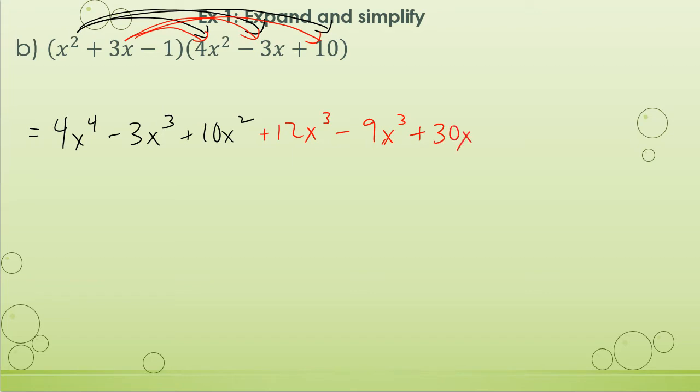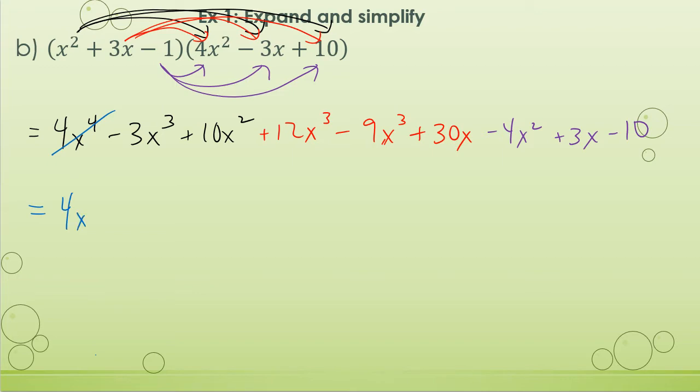2/3 of the way there. And we'll use purple. Negative 1 times 4x squared, negative 4x squared. Negative 1 times negative 3x, positive 3x. Negative 1 times 10, negative 10. So we ended up with 9 terms. We'll use blue. So collecting like terms, 4x to the 4. That's the only x to the 4 term I have.